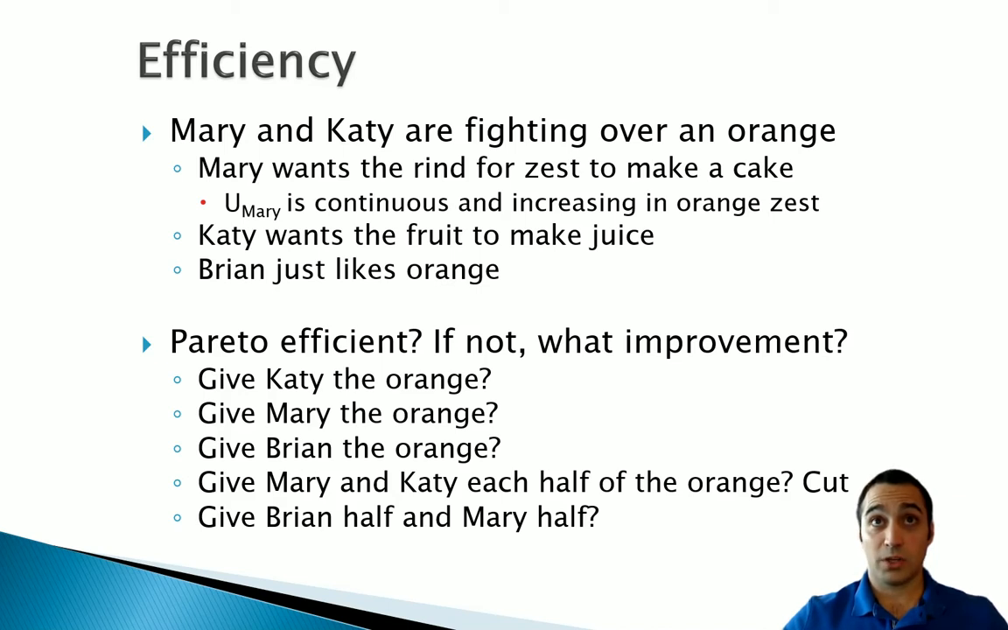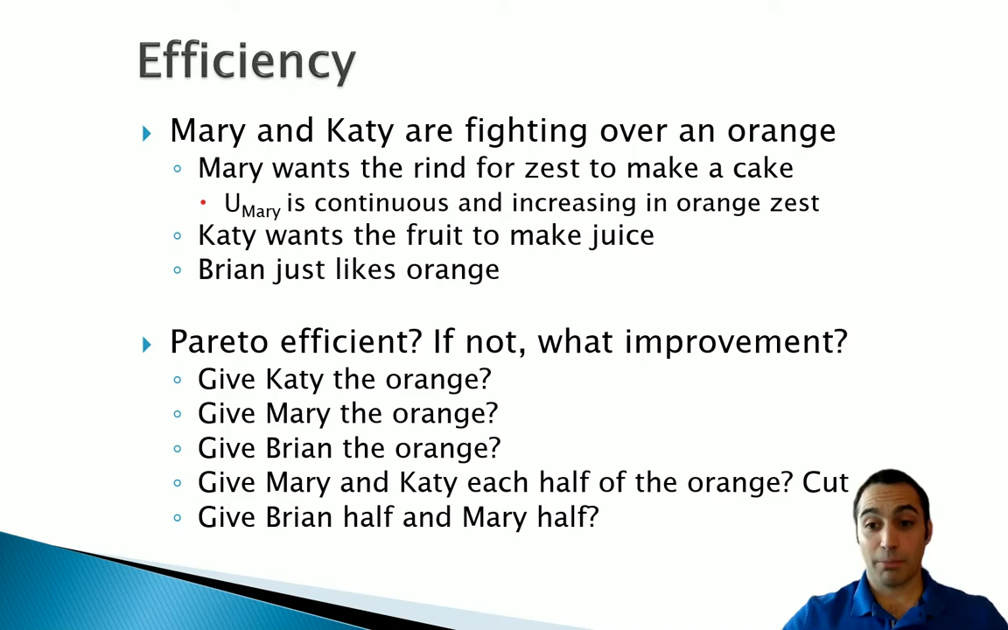Conversely, Katie wants the juice from the orange because she wants fruit juice. So she just wants the fruit, no zest. That is, Katie's utility is continuous increasing in the pulp, in the meat of the fruit. Brian just likes orange. He wants some orange. So again, if we wanted to be pedantic, the utility of Brian is continuous increasing in both the peel and the meat. He wants all orange. All orange is good to him. So my question is, here are 5 potential ways to divvy up the orange. Tell me if each is Pareto efficient.